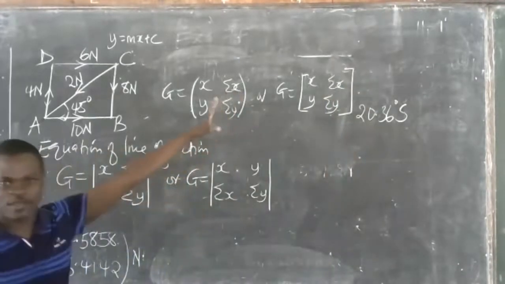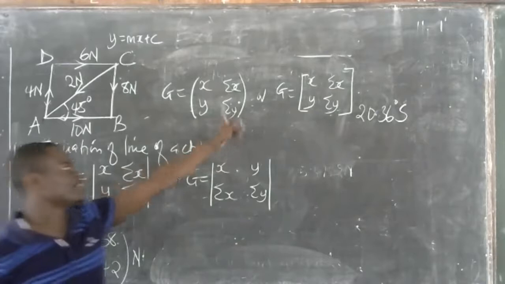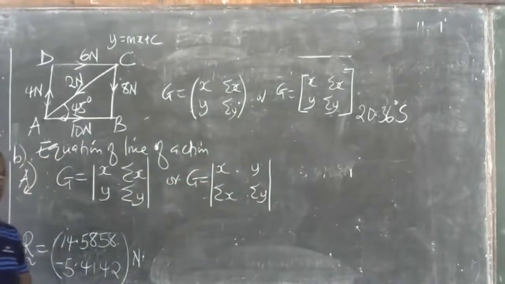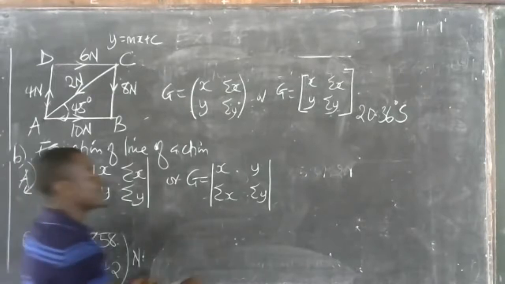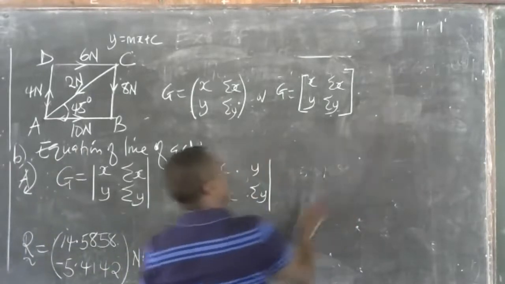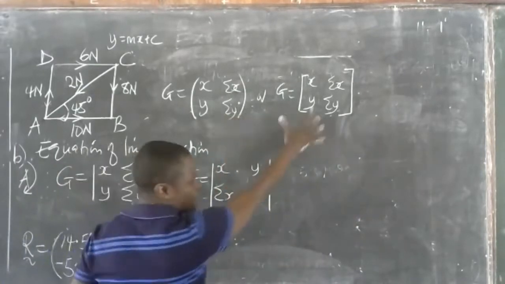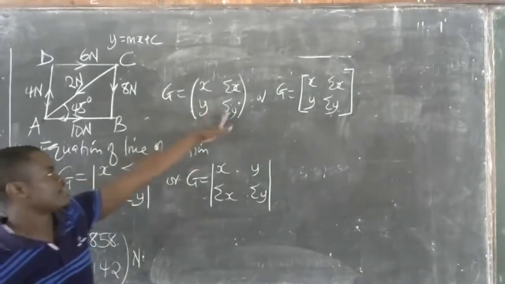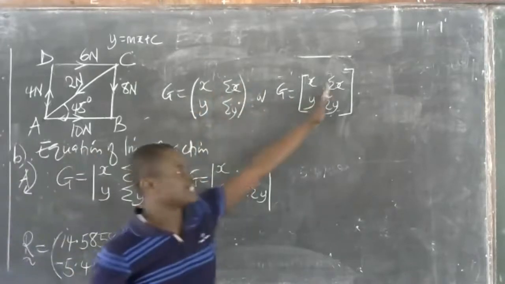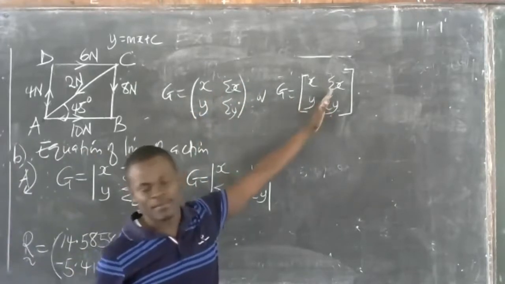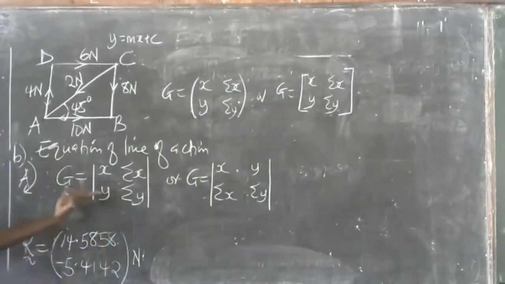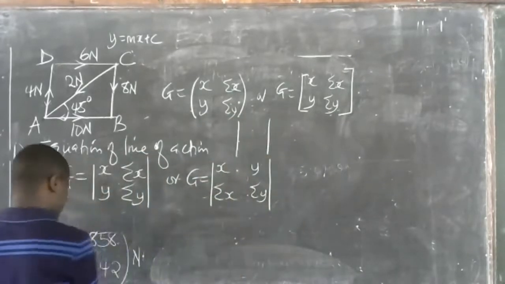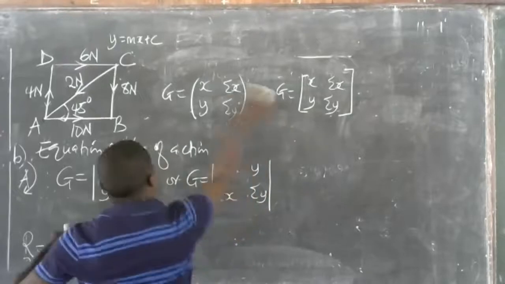So when you state your equation of line of action using any of those two, that makes it wrong. It makes it wrong because now this symbol does not describe a determinant. These are matrices. This is a matrix symbol. This is also a matrix symbol. So strictly, the determinant symbol is the vertical bars, two of them.